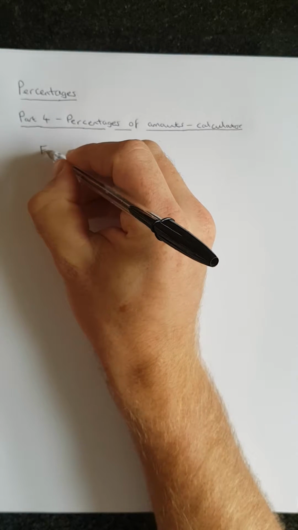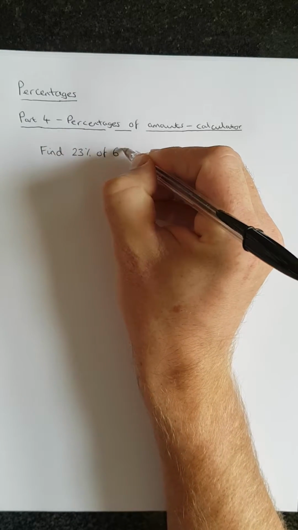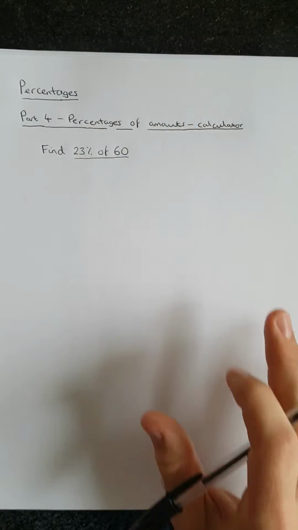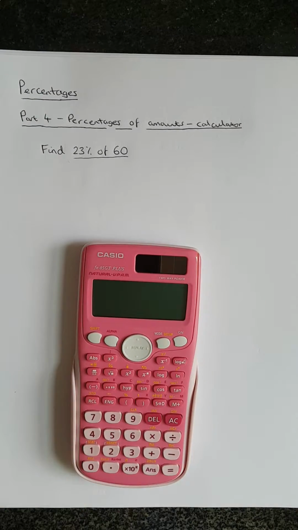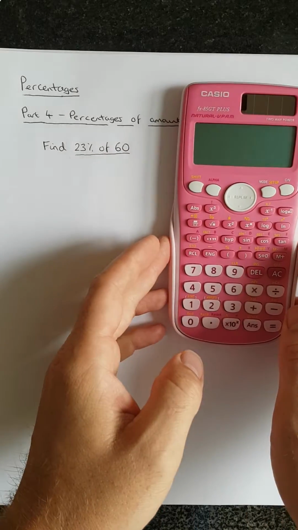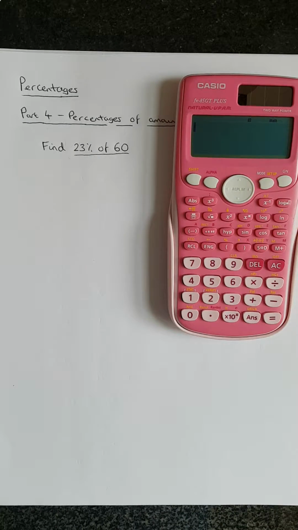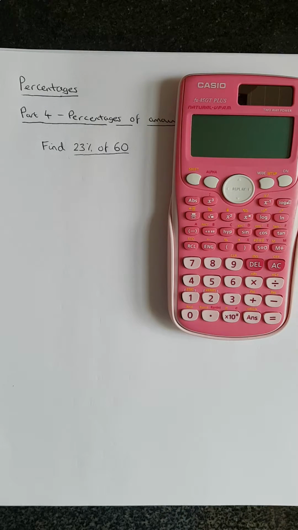So we're going to find 23% of 60. And we're going to do this on the calculator by rewriting this sum as something that we can type in to our calculator. So, how can I type in 23% of 60?